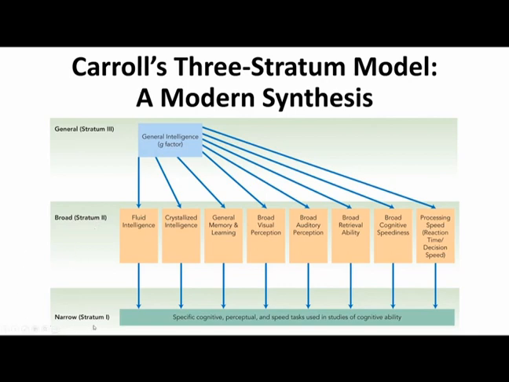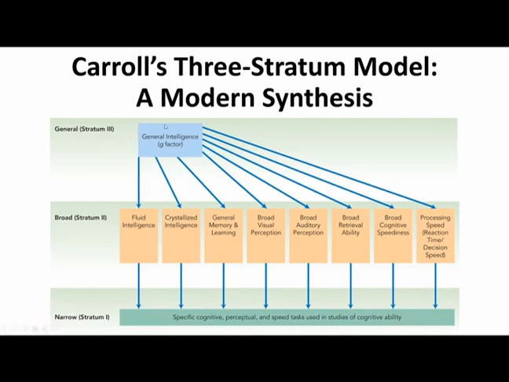And then we can look at the bottom tier, our first stratum, our narrow intellectual abilities. And these are going to be specific cognitive, perceptual, and speed tasks that help us build up the more broad abilities above. And though we don't break them down here, most researchers will agree that there's 70 or more different narrow or specific factors that could fall into this green box at the bottom. So we're going from very general to very specific as we pass through these levels.